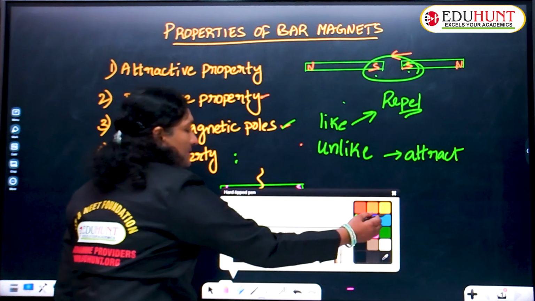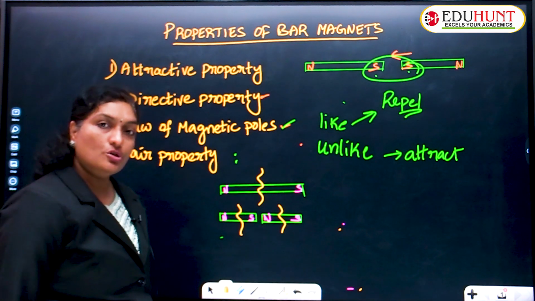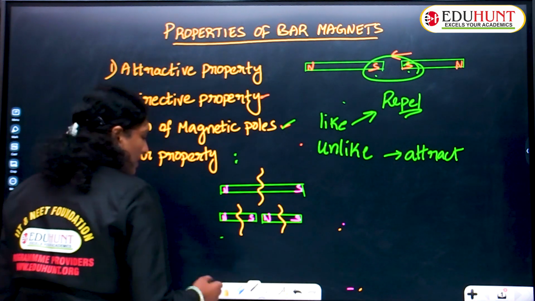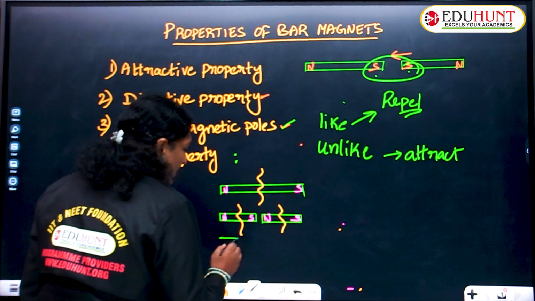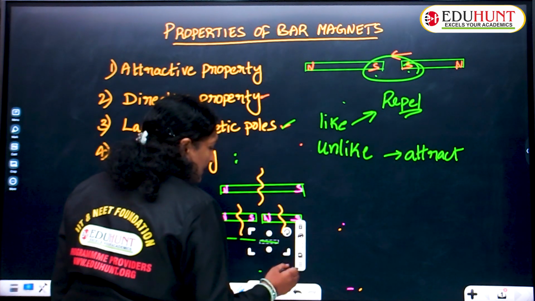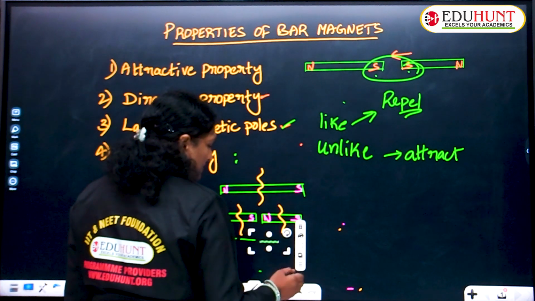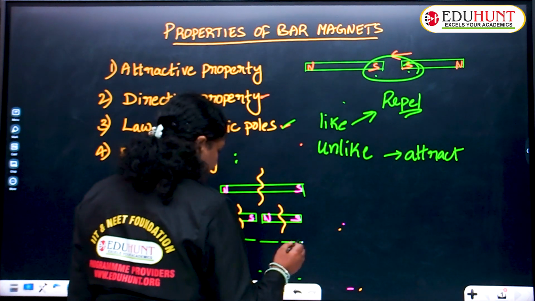To make you understand clearly, if you divide these bar magnets again into two more pieces, how does it look, children? Piece 1, piece 2, third piece and fourth one.